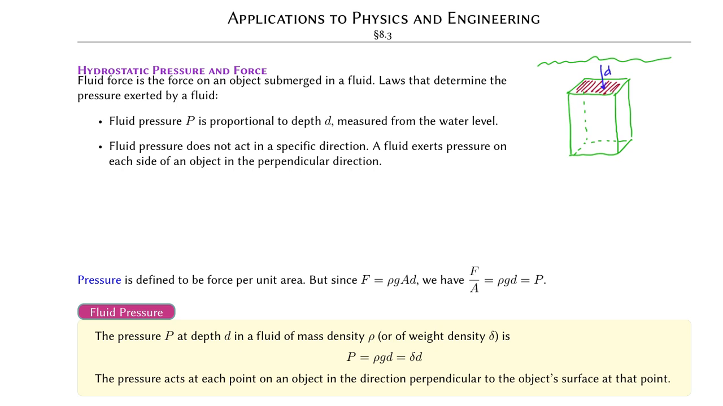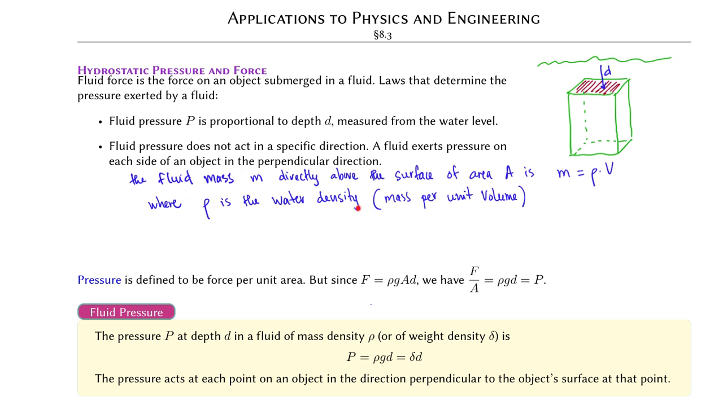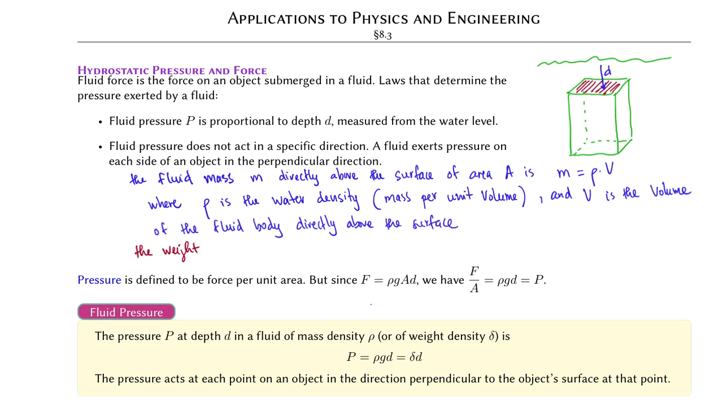The fluid mass m directly above the surface of area A is m equals rho times v, where rho is the fluid density, the mass per unit volume, and v is the volume of the fluid body directly above the surface. The weight of the fluid, which is already the unit of force, is defined to be the product of the mass and the gravity, mg.